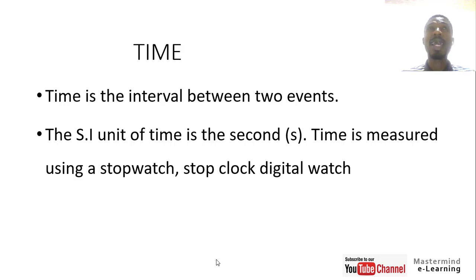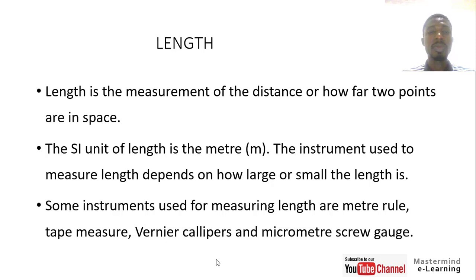The SI unit of time is the second. Time is measured by using either a stopwatch, a stop clock, or a digital watch. Now, length is the measurement of the distance or how far two points are in space. Its SI unit is the meter. Based on how large the length is, you choose the type of measuring instrument you use.